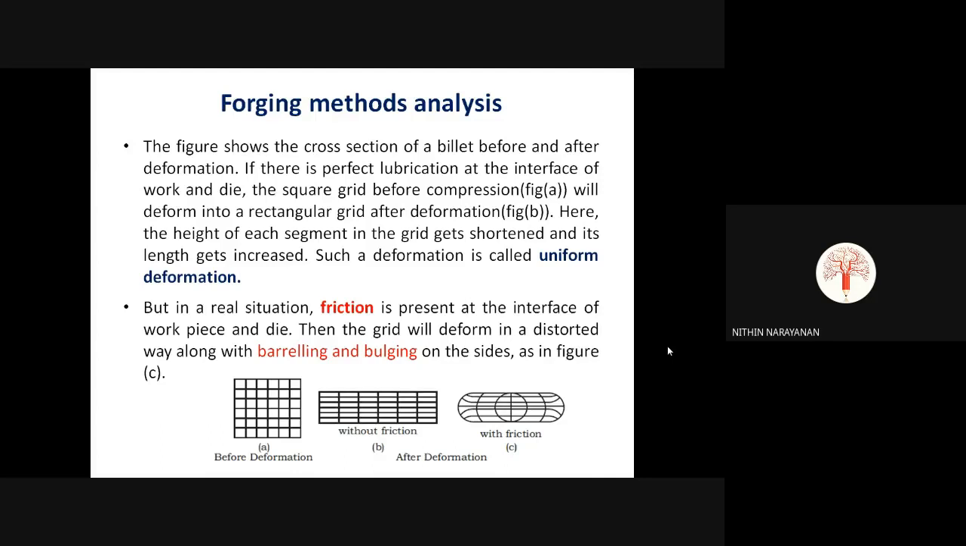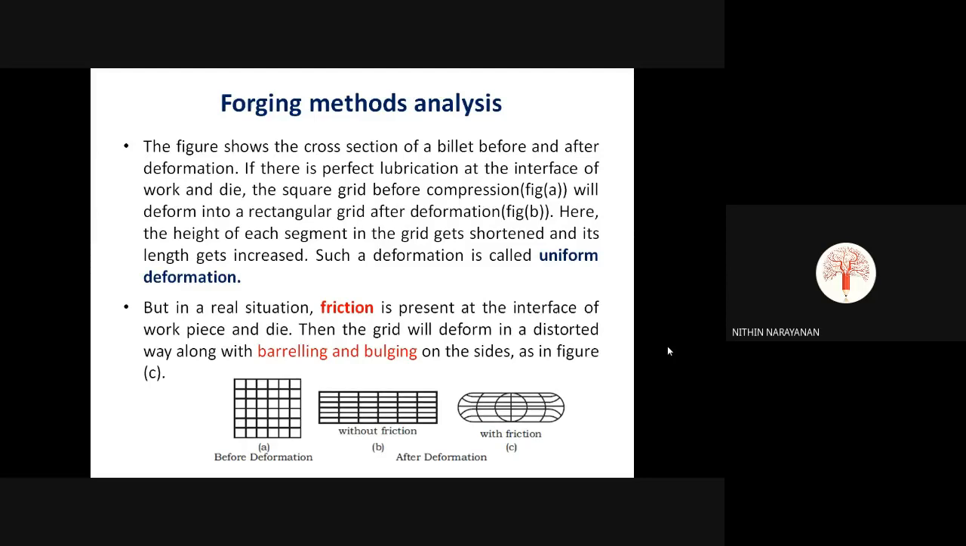So if sufficient lubrication is applied in order to overcome the friction, then after deformation, the shape of that square billet will be as shown in figure B. Okay. Here the height of each segment in the grid gets shortened and its length gets increased. So such a type of deformation is called a uniform deformation.